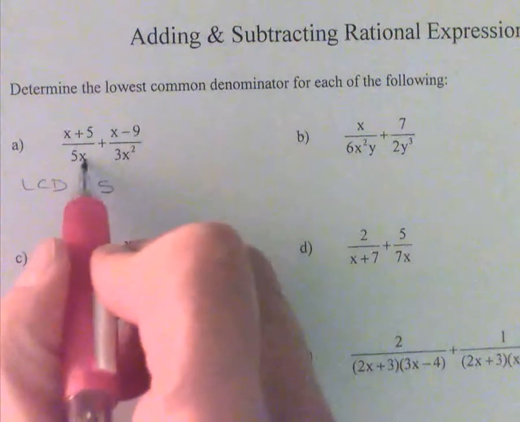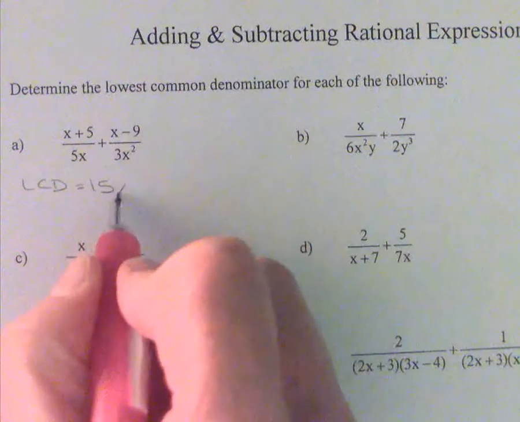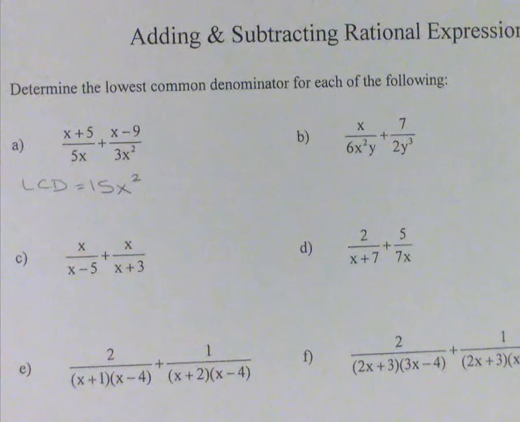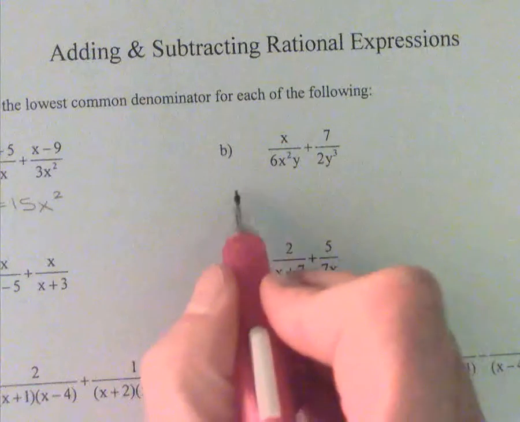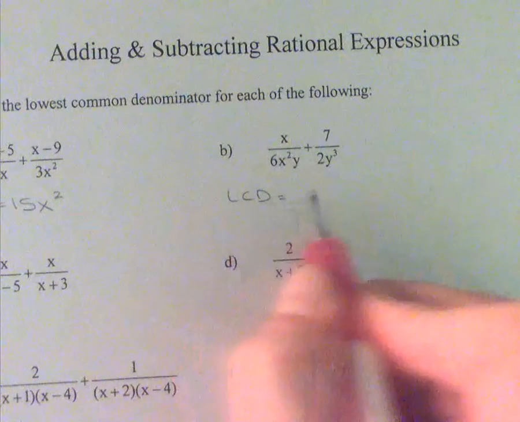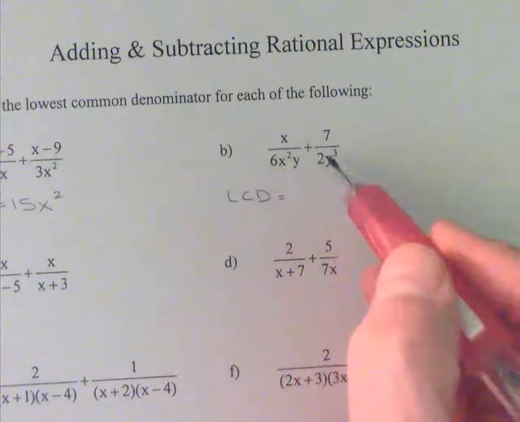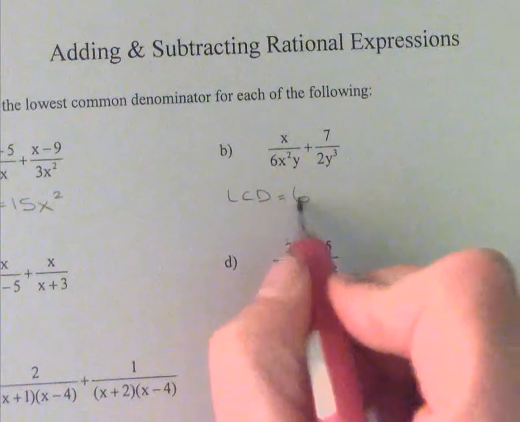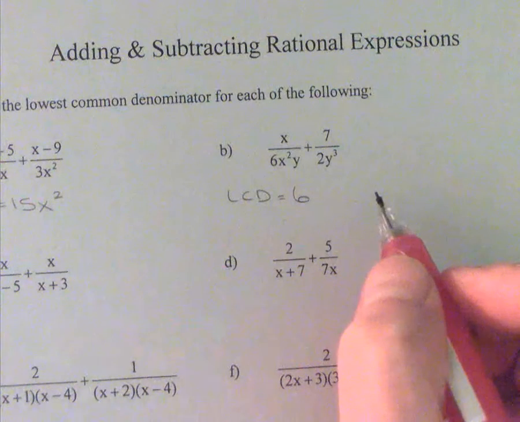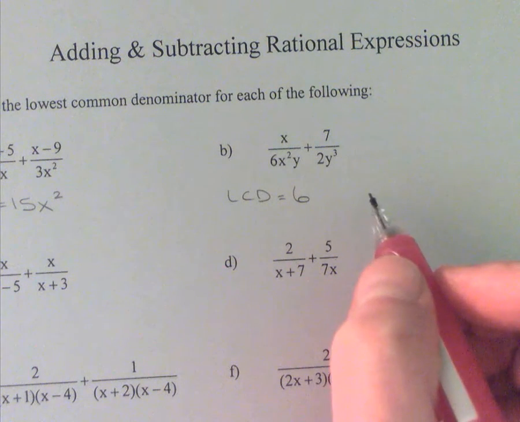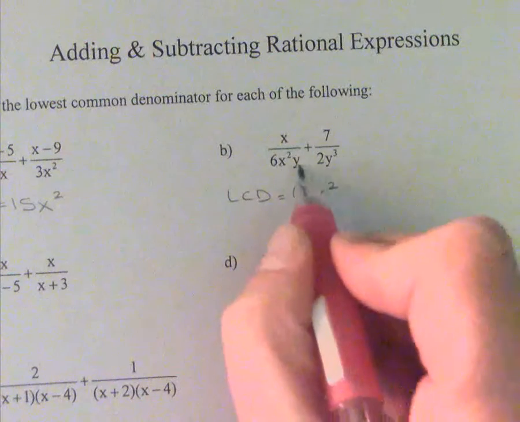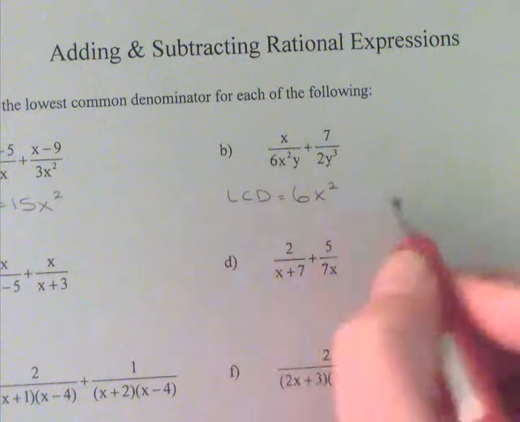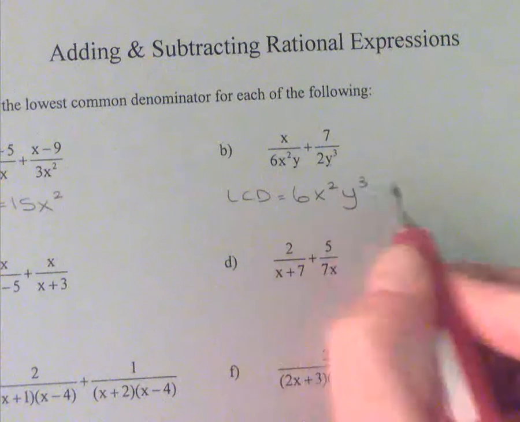And I have x and x squared, so I'm going to use x squared, because they can both go into it. If I look at the next one, I have a lowest common denominator. I have 6 and 2, so I'm going to pick 6. You could pick 12, that would work. It's not really the lowest, but you could pick it. I have an x squared, so I need to include it. And I have y, and I have y cubed, so I'm going to pick y cubed.